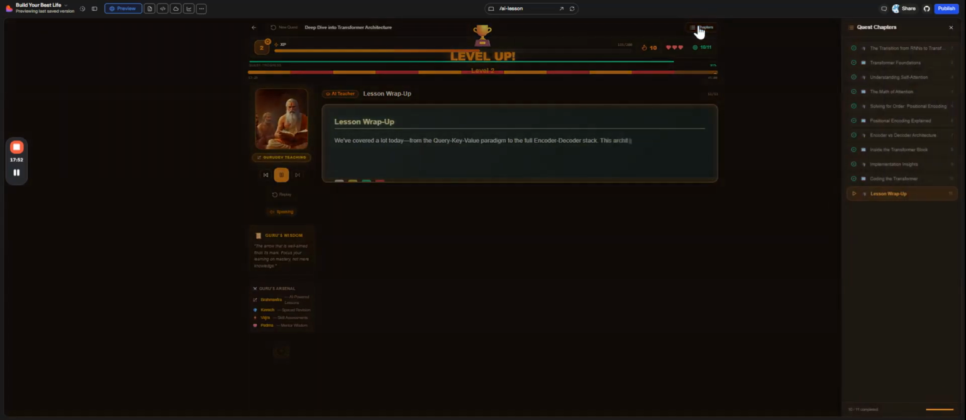We've covered a lot today, from the query key value paradigm to the full encoder-decoder stack. This architecture is the backbone of ChatGPT, BERT, and Claude. In our next session, we will explore fine-tuning these models for specific tasks. Great job staying focused.